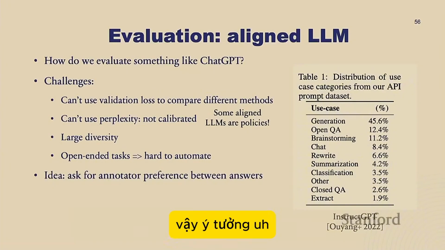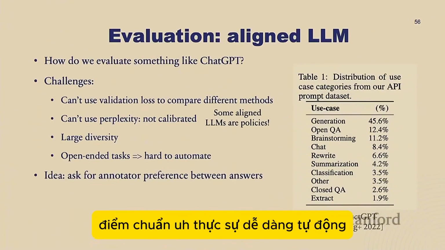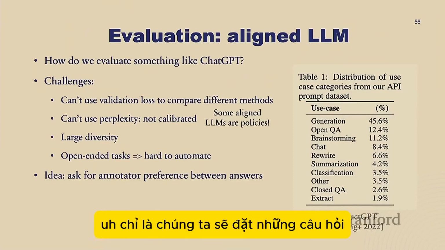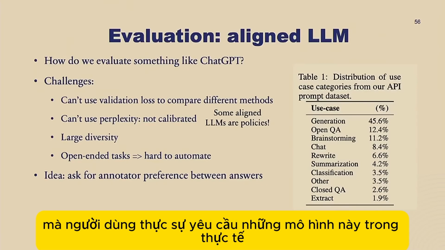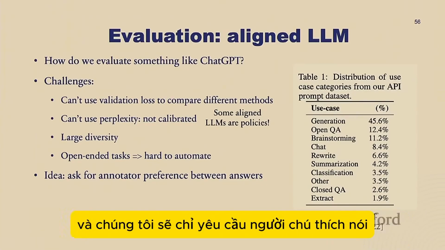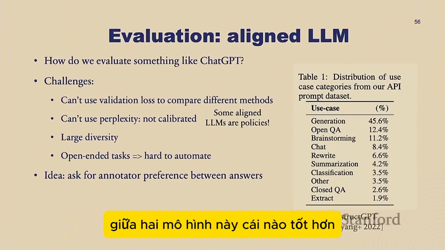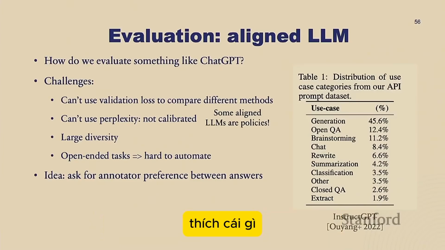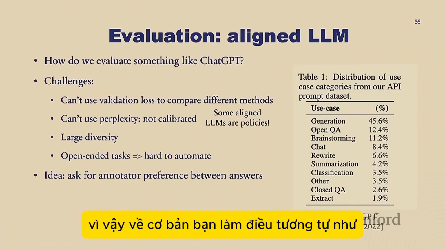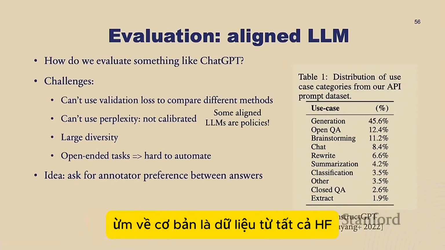So the idea is that instead of trying to come up with really easily automated benchmarks, we're going to ask questions that users actually ask these models in practice, and we're just going to ask annotators to say, between these two models, which one is better? Like, what's the better output? So basically you do the exact same thing as the data from RLHF, but you use it now for evaluation.